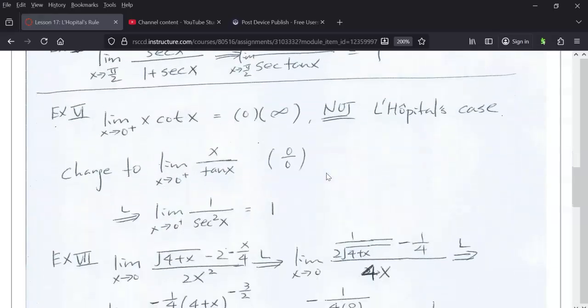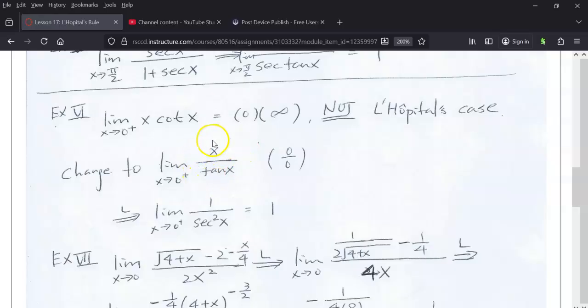Okay. Now look at the original expression for this next example. Limit as x approaches 0 from above of x cotangent x. If you plug in 0, it's 0 times infinity. Now 0 times infinity is not a L'Hopital case. L'Hopital says it has to be either 0 over 0 or infinity over infinity. So what we need to do is change it: instead of cotangent, change it to 1 over tangent. So now it becomes the limit as x approaches 0 of x over tangent x. Now if you plug in 0, you get 0 over 0.